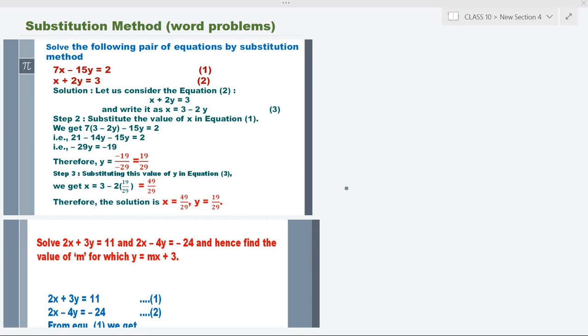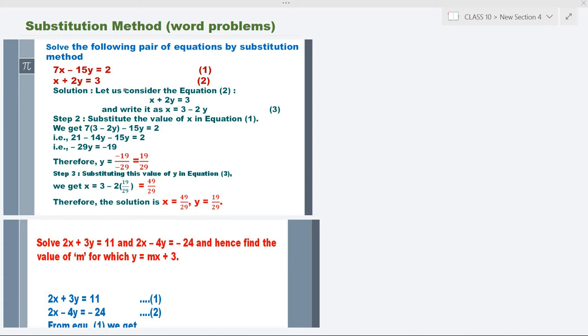Welcome students. Today under the topic algebraic method of solving a pair of linear equations, we are going to take the substitution method. In order to learn the word problems, first you will take the simple sums in which you will be given a pair of equations and you will have to solve them with the help of substitution method.